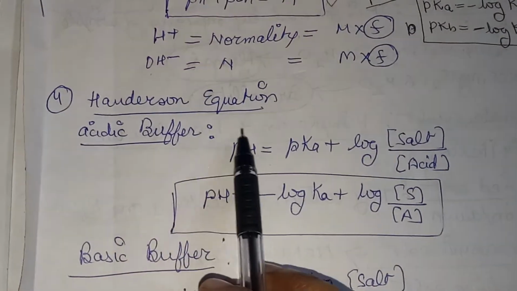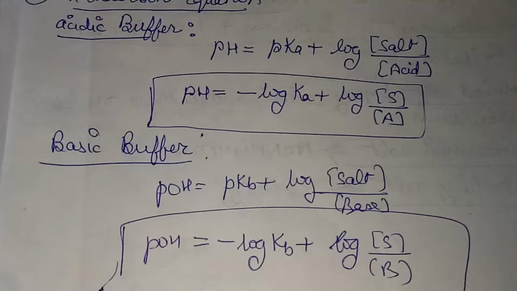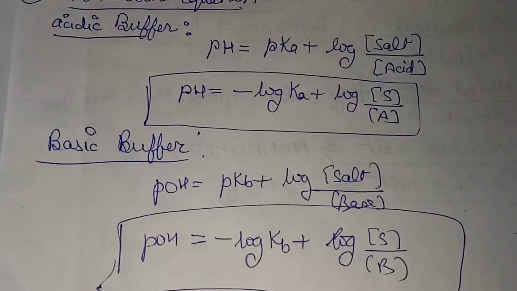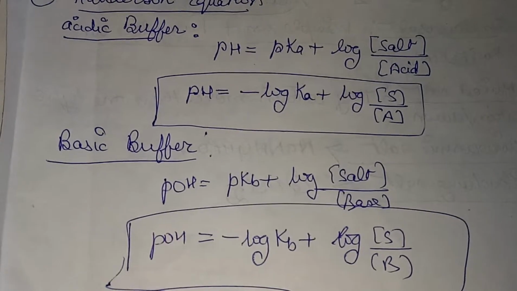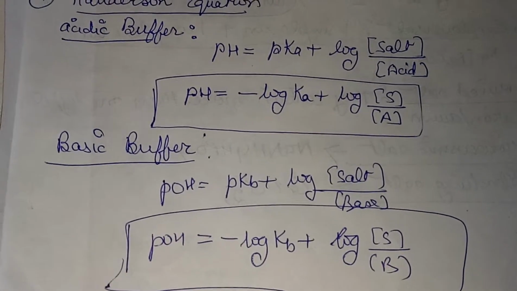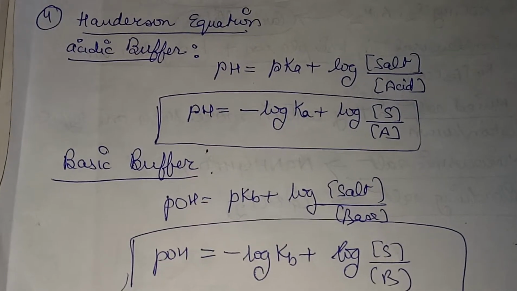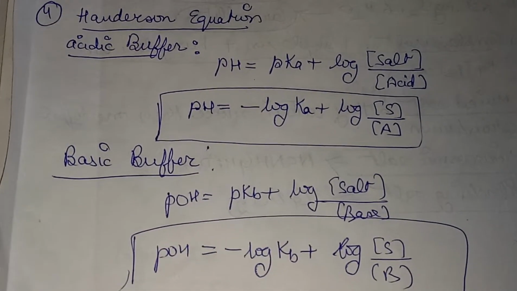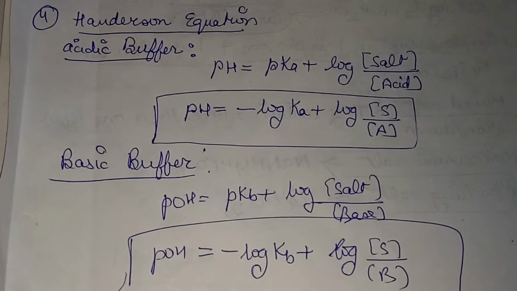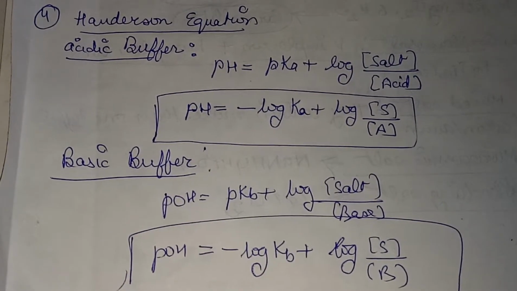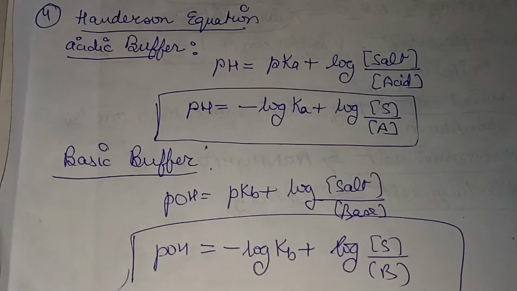Now we will discuss Henderson's equation. What is the use of Henderson's equation? It helps to determine the pH of a buffer mixture for different concentrations of conjugate acid and base. I am dictating it, okay? As I already mentioned, it is a crash course. Still I am dictating what Henderson's equation is: it helps to determine the pH of a buffer mixture for different concentrations of conjugate acid and conjugate base.